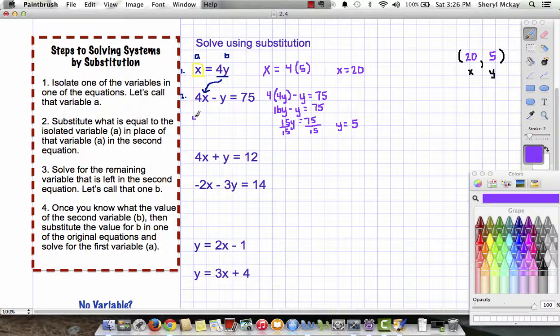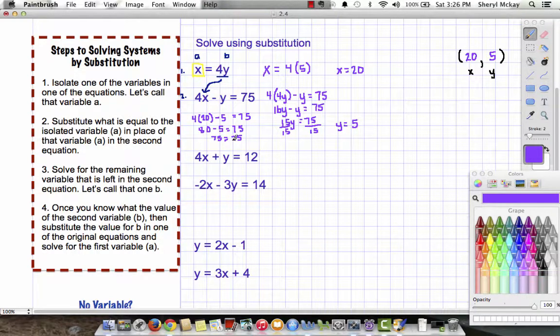4 times x, which is equal to 20, minus y, which is 5, should equal 75. Does it? 4 times 20 is 80. 80 minus 5. Does that equal 75? It sure does. 80 minus 5 equals 75. 75 equals 75. True statement. So I've just solved the system of equations with no graphing at all, just using algebra. Pretty tricky and nice, isn't it?